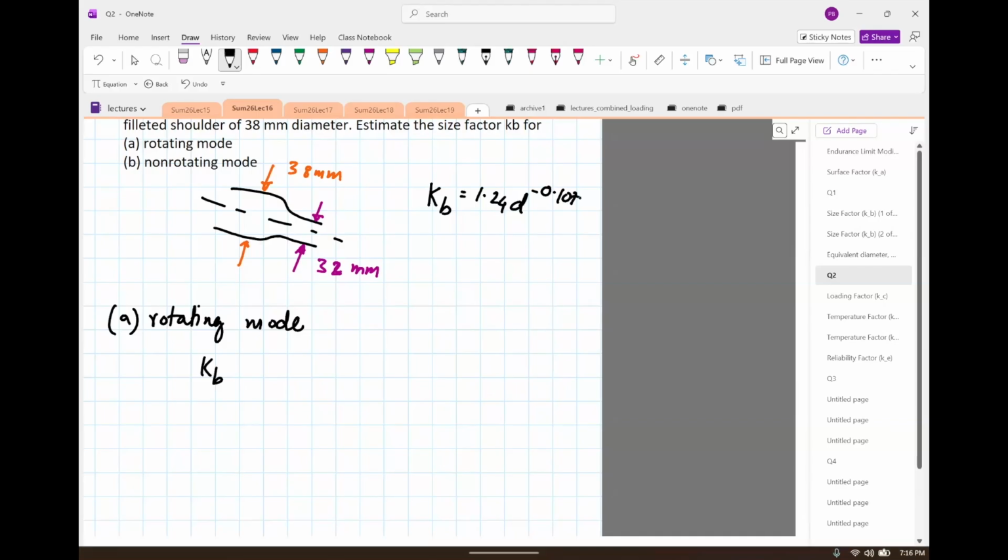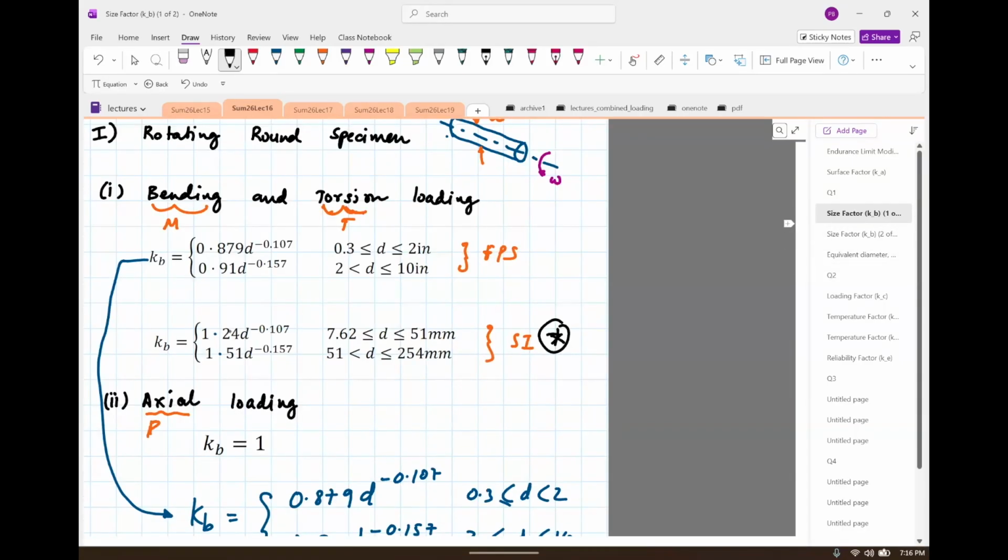So that's clear. Now the problem we face here is that we have two diameters, 32 mm, 38 mm. Which one should you use for this formula? Okay, so here what you want to do is remember what KB is doing. It's basically a fraction. It's between 0 and 1. The smaller the value of KB, the less is the endurance strength. So if you have two diameters to choose from, 32 and 38, you want to find which diameter will give you a smaller value of KB, because the smaller value of KB means your S endurance is going to be smaller, and so that will make your design conservative.